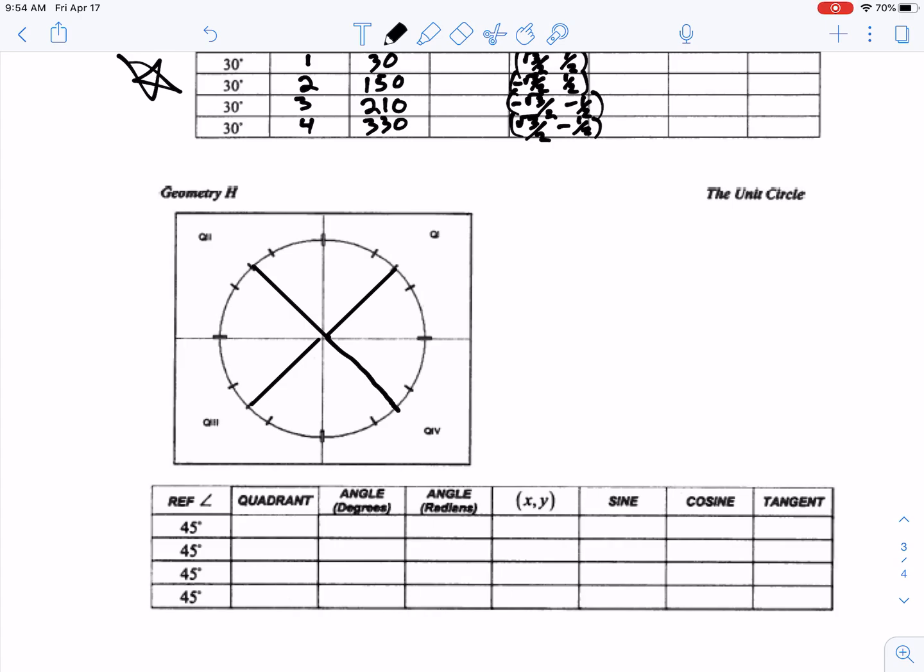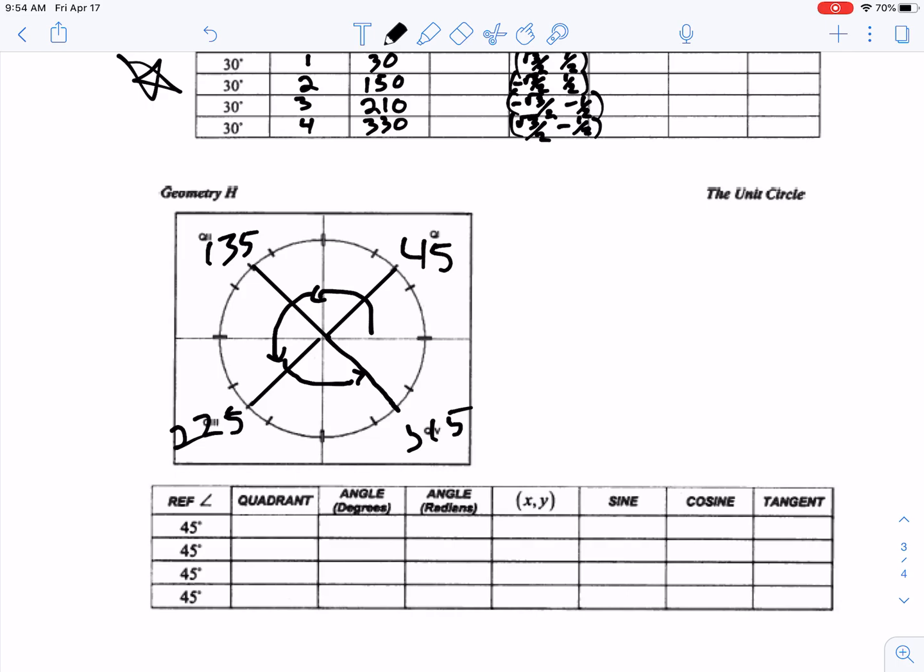So this angle measure would be at 45 degrees. Over in quadrant 2, as we move this way, this is going to be a 135. And then as we keep moving here to here, that's a 225. And as we keep moving around to here, we have a, what, 315? So those are our angle measures as we go around the quadrants.